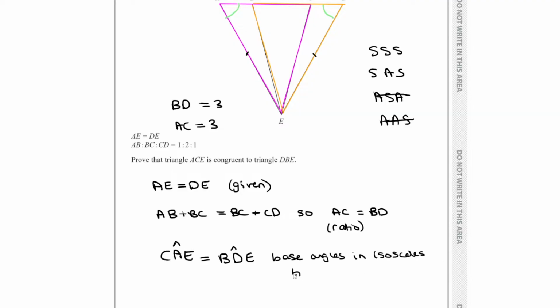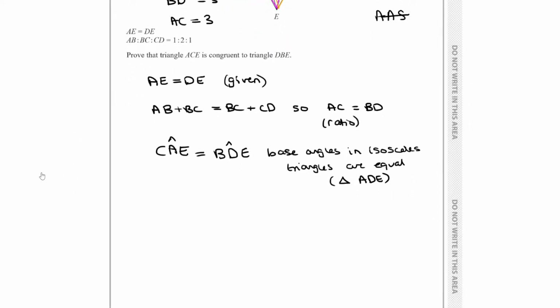Isosceles triangles are equal. And you could say that the triangle ADE is obviously isosceles, isn't it? Now, you do have to put a conclusion then. Like, what does that mean? So, therefore, congruent, because, in this case, I got side angle side, didn't I? Side angle side.